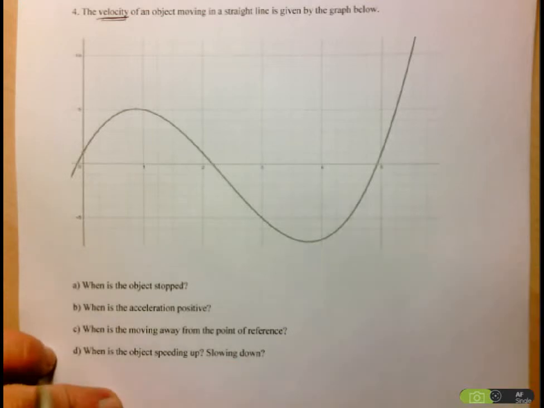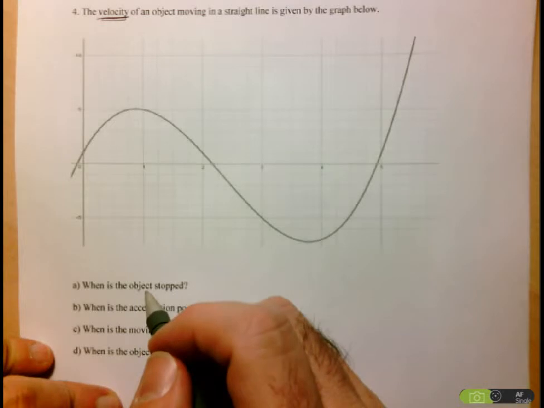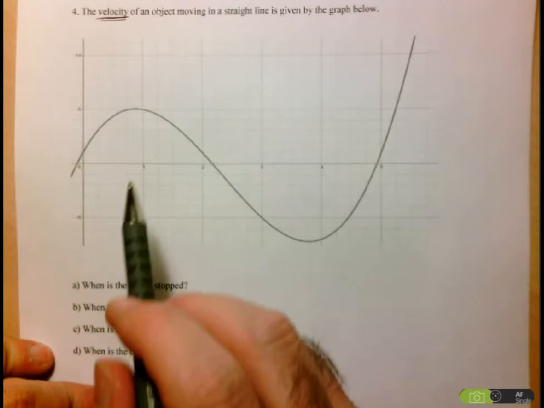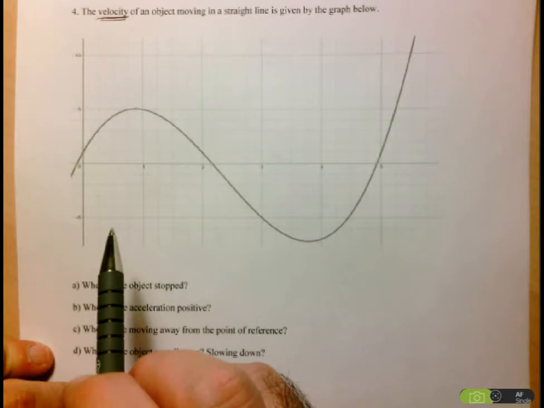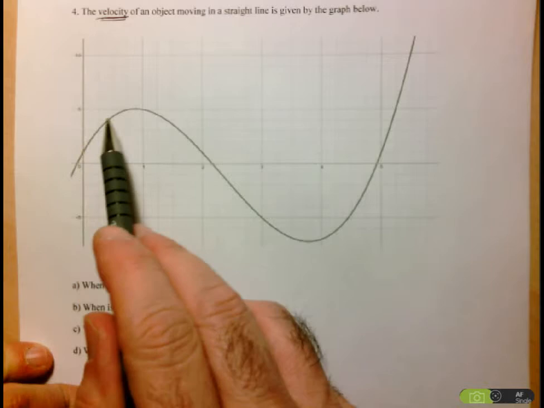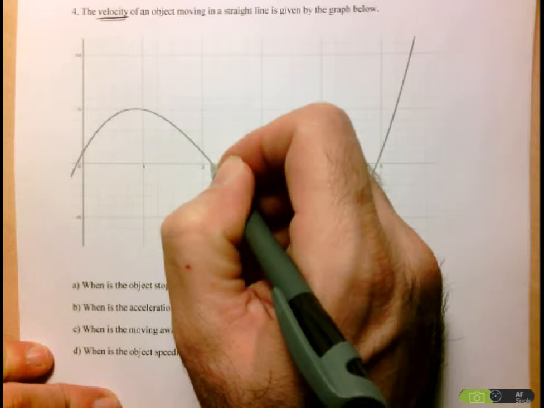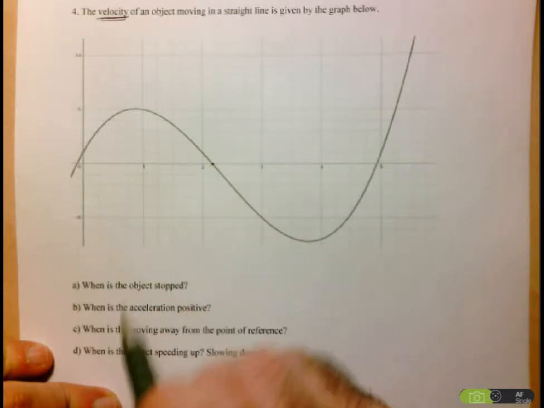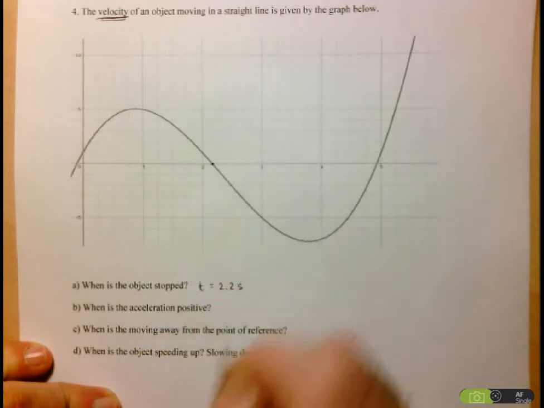So let's look at the first question. It says, when is the object stopped? The object is going to be stopped when the velocity is equal to 0. Again, this is not the position function, so you're not looking for where you have a horizontal tangent, you're looking for where the velocity is equal to 0. Now look at my function. I see the first time the velocity is equal to 0 is at this point here, which, since these are split up into 4, looks to be about 2.2. So it's stopped at 2.2 seconds.